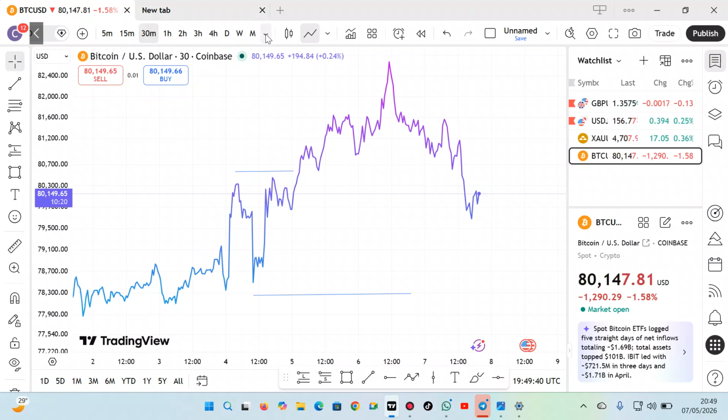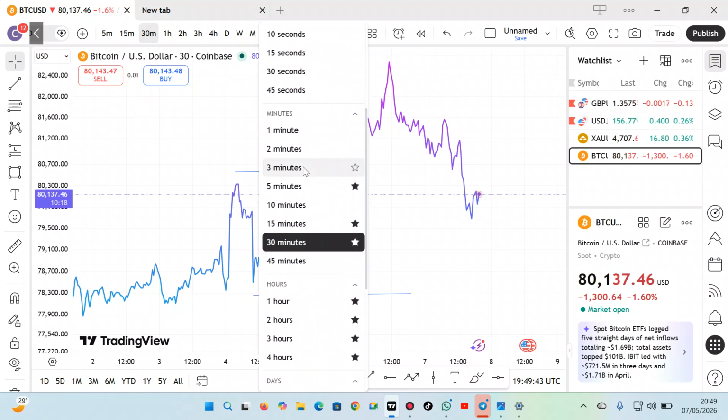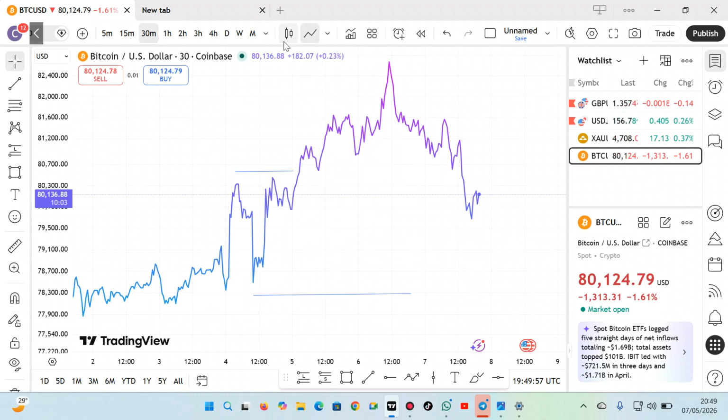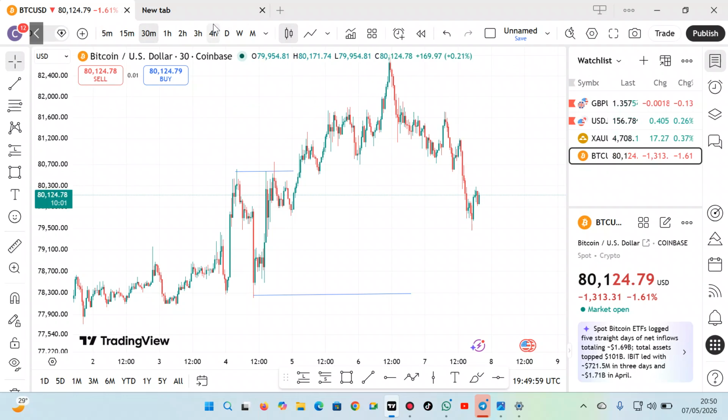After adding it, then this your time frame. You click on this particular zone. Scroll to the downside. Add to your favorites 5 minutes, 15 minutes, 30 minutes, 1 hour, 2 hours, 3 hours, 4 hours, 1 day, 1 week, and 1 month. After adding it, you are going to be seeing all of them here. What is this monthly time frame used for?